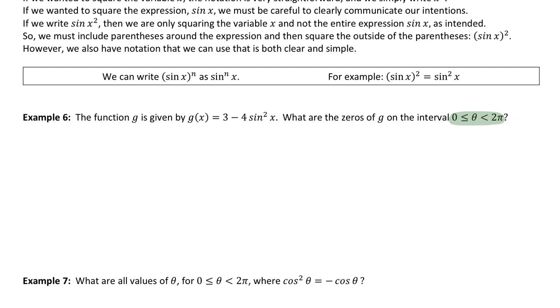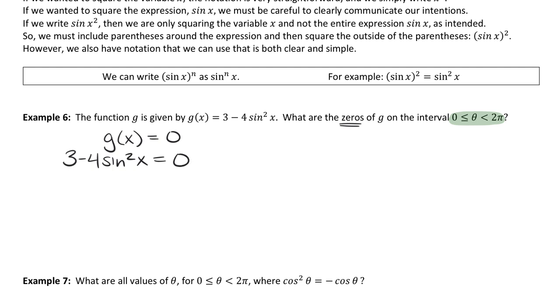Second thing to remember is this asks for the zeros. Mathematically, what does that mean I'm going to set my equation equal to? Great. All right, so let's do that. If we find the zeros of g, that means we're doing g of x equal to 0. So if I write that down, we have 3 minus 4 sine squared of x equal to 0.